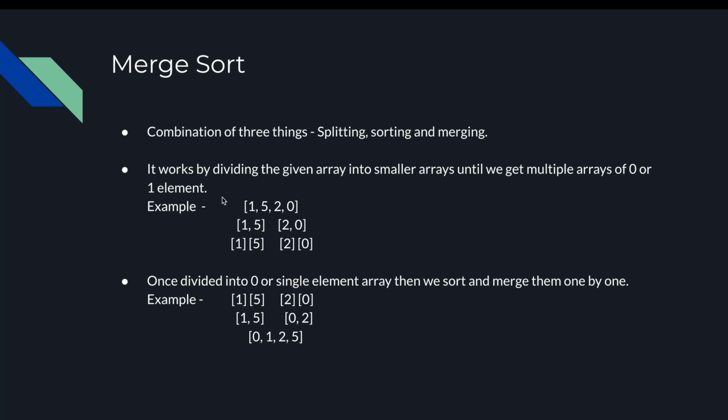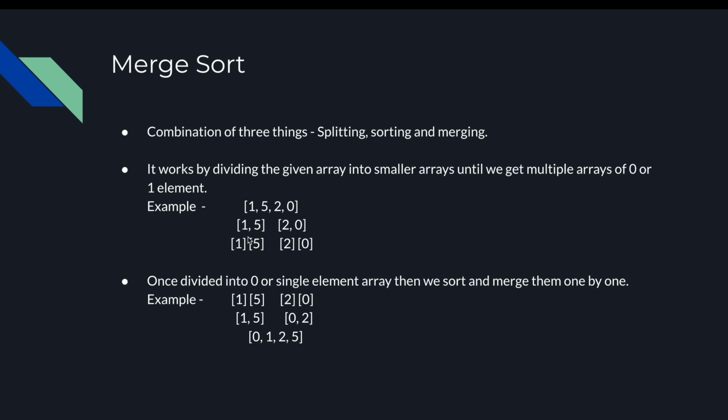As you can see, I have an array here which has elements 1, 5, 2 and 0. Now we have to sort this array using merge sort. So as I just mentioned, it's a combination of three things: splitting, sorting and merging. So first we will split our given data into smaller chunks. Like this, the array will be divided into two parts. The first part will have 1 and 5 and the second part will have 2 and 0.